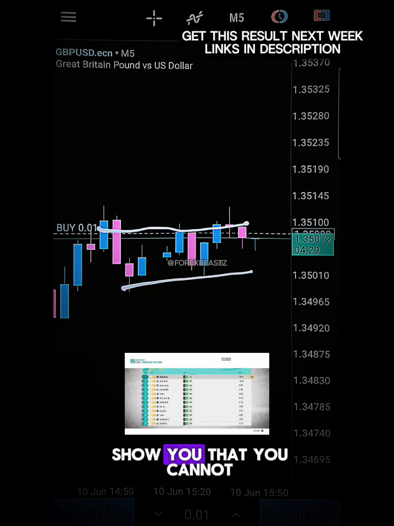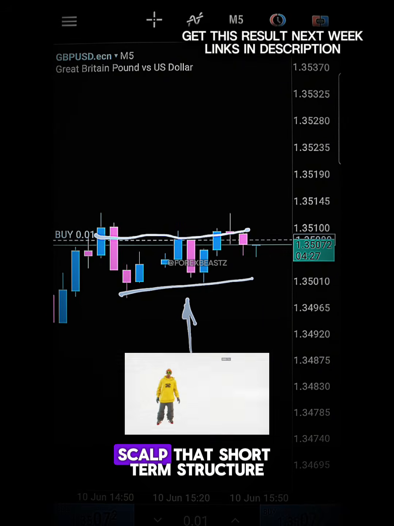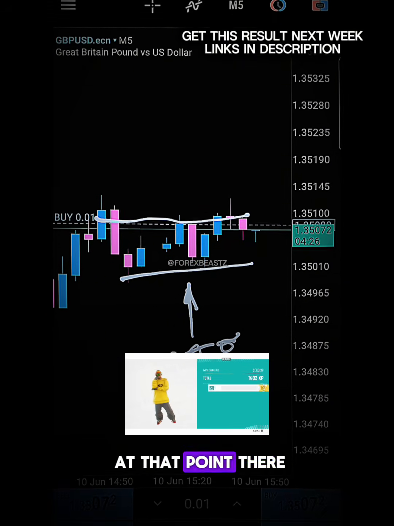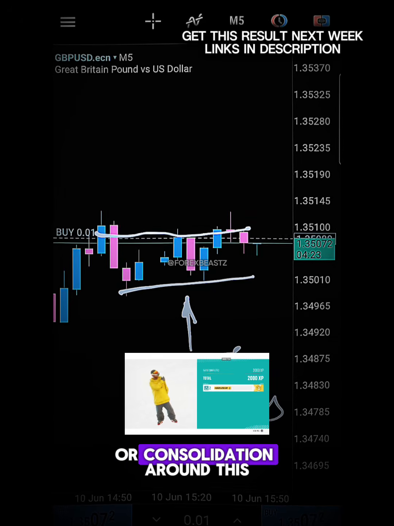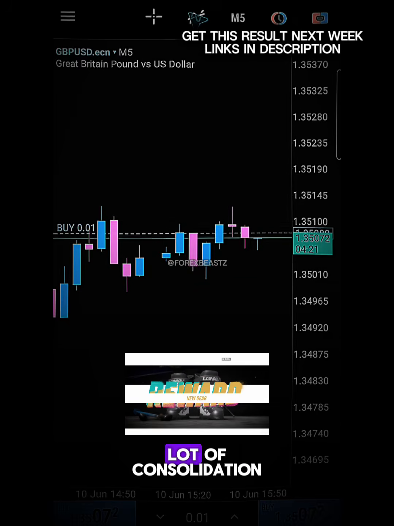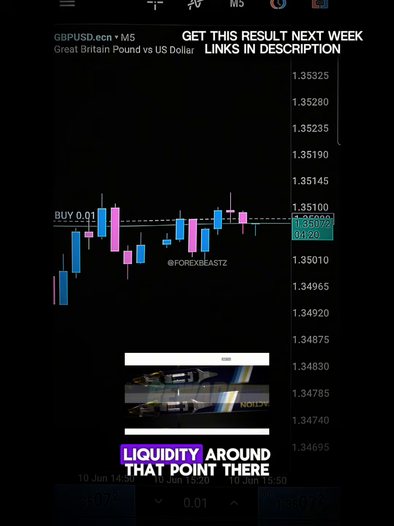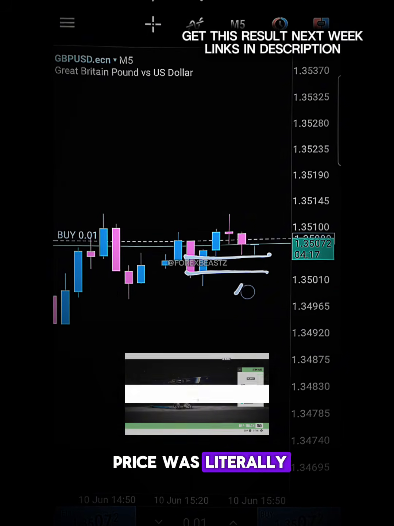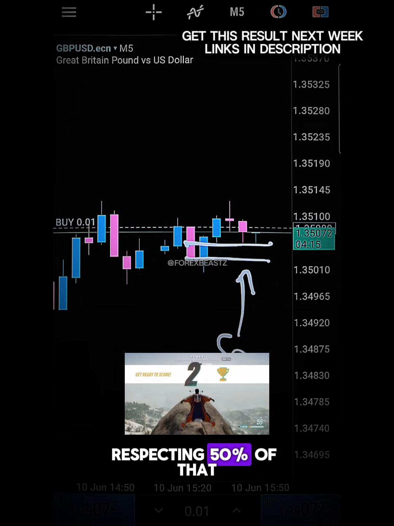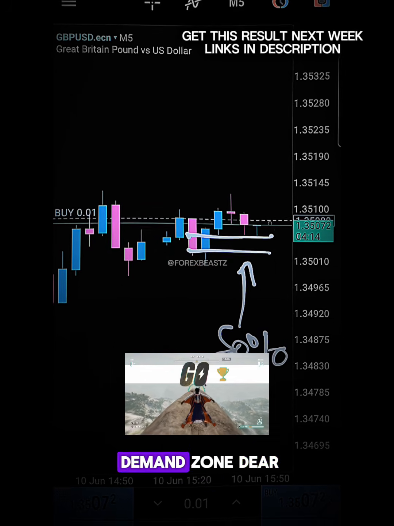But that does not mean that you cannot scalp that short-term structure, because if you look at that point there, you will see there is a lot of volume or consolidation around it, and where there's a lot of consolidation, there's a lot of liquidity around that point. And if you look at that point there, you can see that price was literally respecting 50% of that demand zone there.